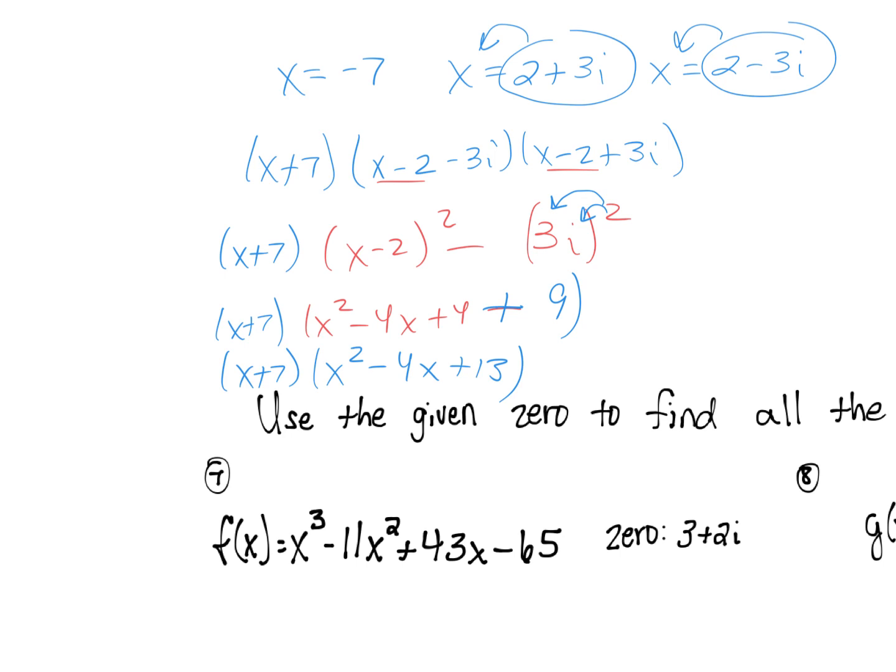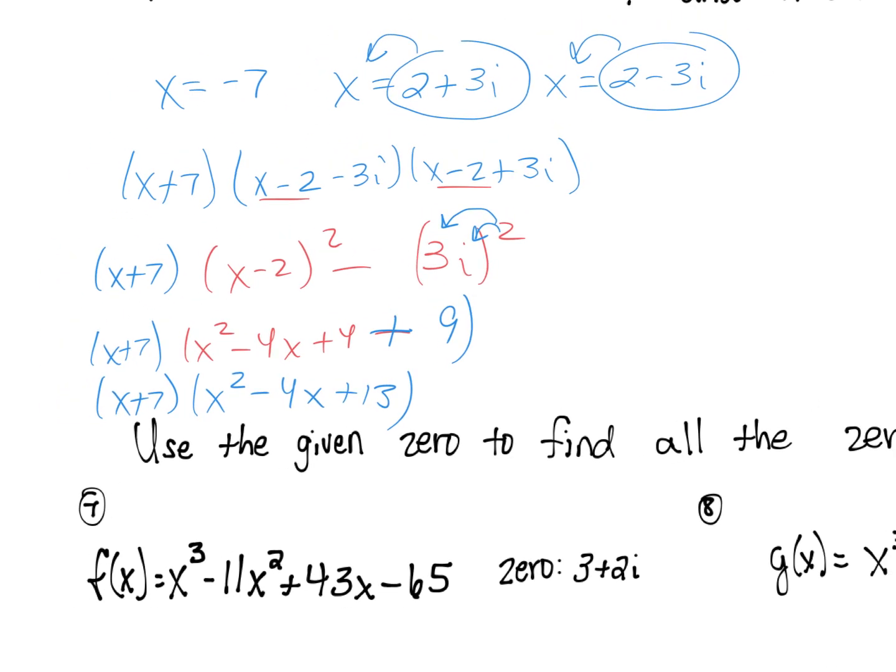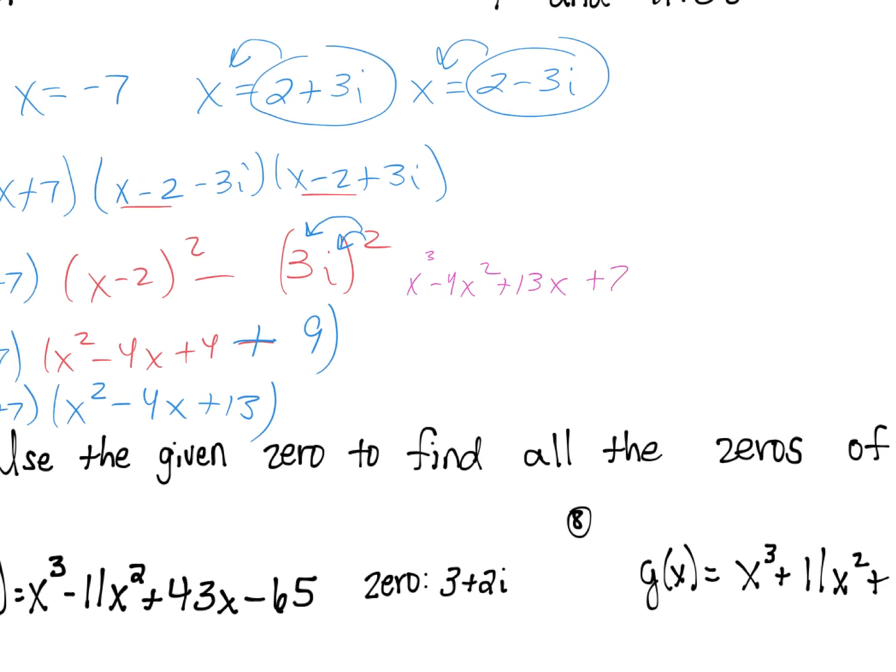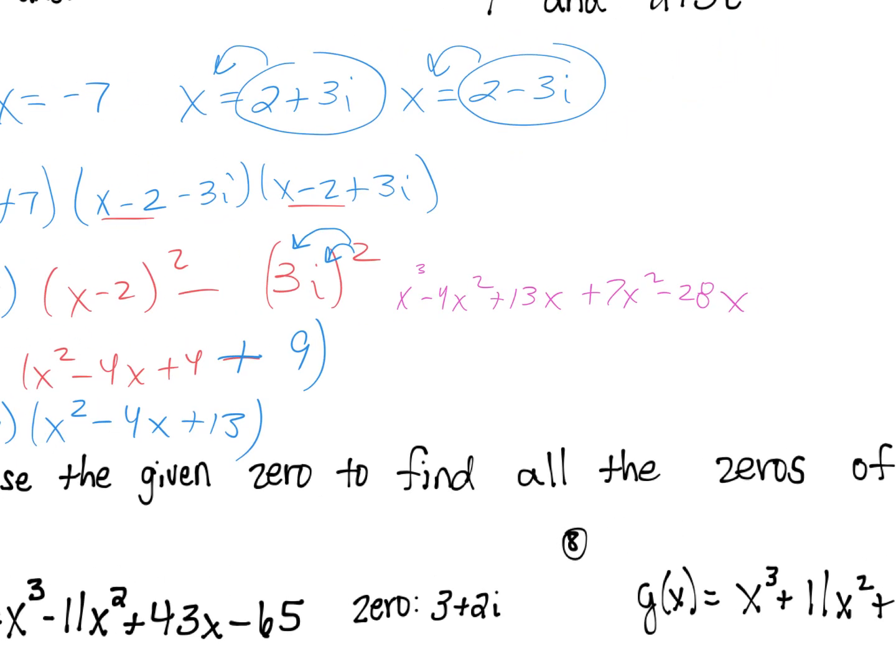Just basic algebra that you guys have done 19 million times, but you should not have any more i's in your answer. So x times x squared is x cubed. X times negative 4 is negative 4x squared. X times 13 is plus 13x. 7 times x squared is plus 7x squared. 7 and negative 4 is minus 28, right? And then what's 7 times 13? Okay, so plus 91. So your final answer would be p of x, h of x, q of x, whatever.